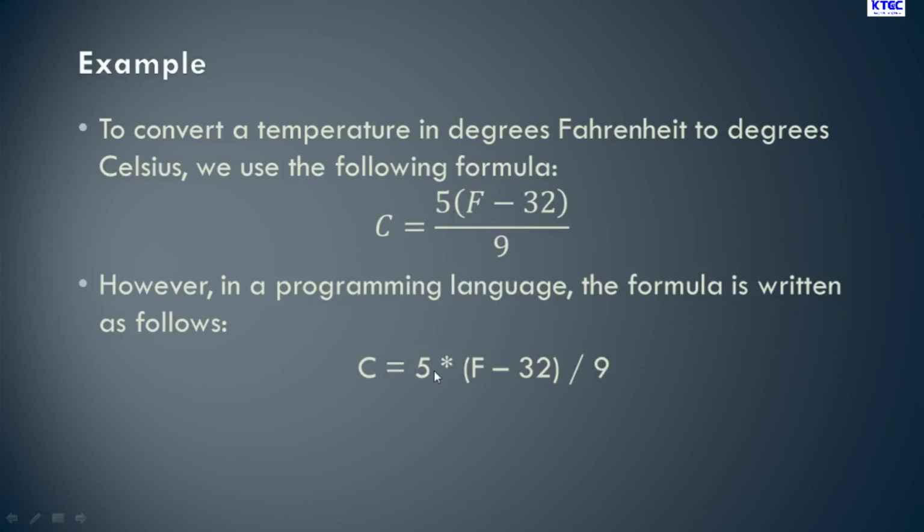C is equal to 5 multiplied by whatever is in the bracket, and then after that, all divided by what? 9. So when writing this in a programming language, it should be in this form and not in the other form, because in the other form, the program will never accept it. Don't even try it. It will not work. So basically, that is that.